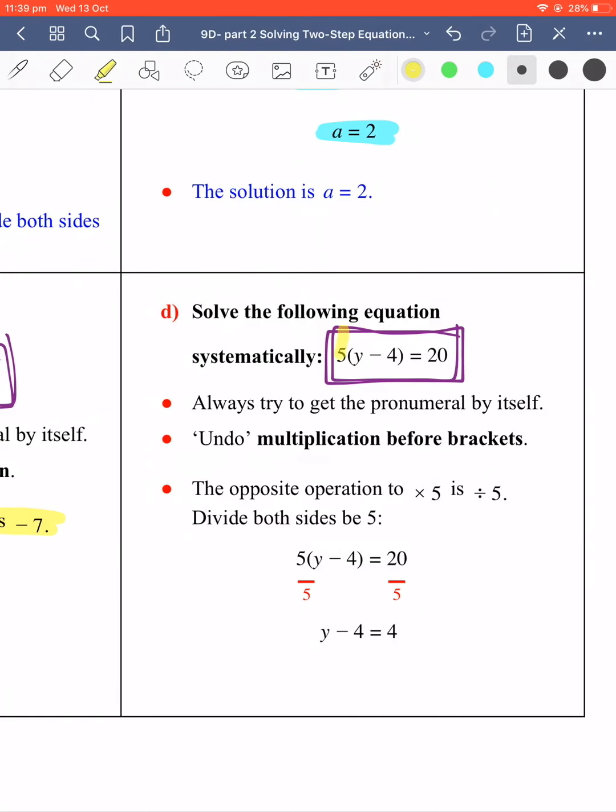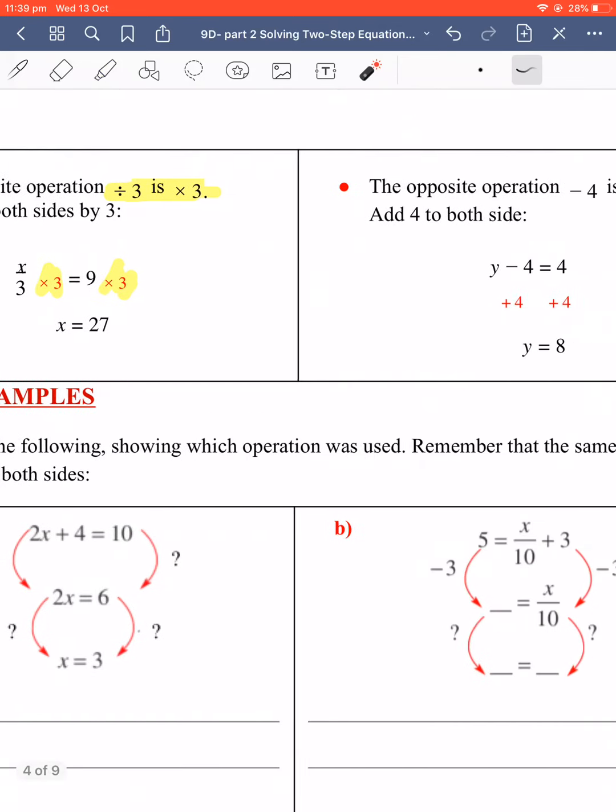So I want to get rid of this 5. So that means it's multiplied by 5. So what I do to undo that is I divide by 5, and I divide by 5 on both sides. So nice little thing. These two now cancel out. I just end up with what's left in the brackets. And 20 divided by 5 gives me 4. Now we can keep going.